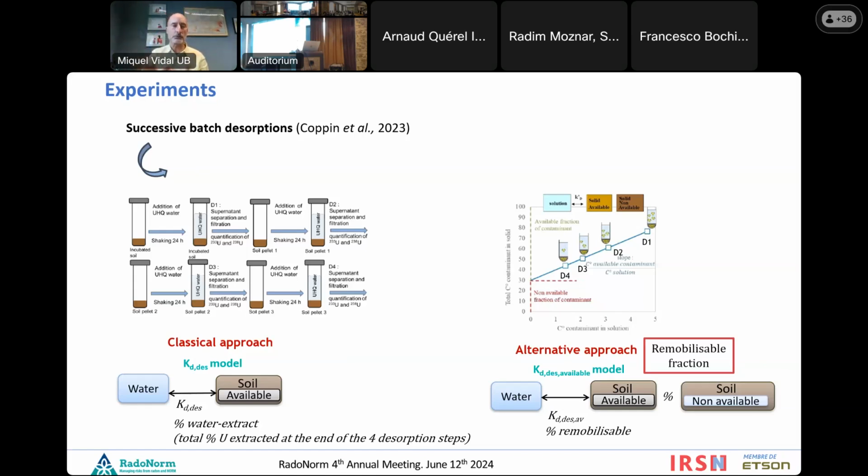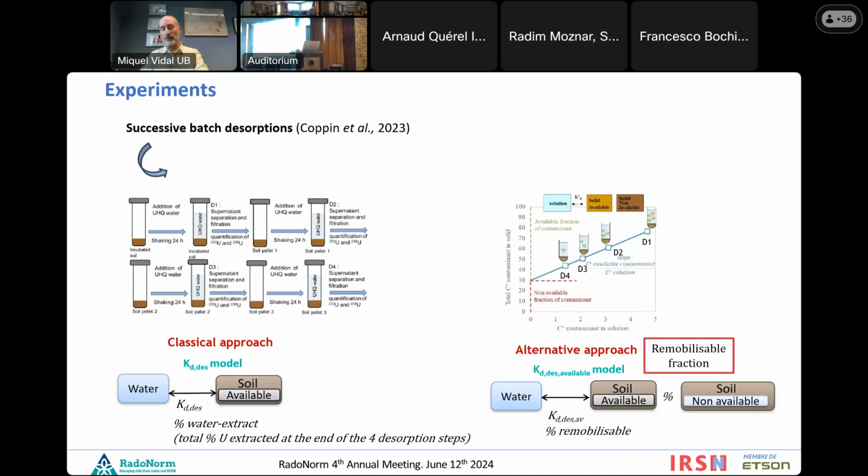So why are those 2 concepts important? Because in this alternative approach, which is actually a 2-box model, they distinguish between the fraction of the radionuclides in the solid phase that is still participating in equilibria with the water compartment, and the fraction which is no longer participating in equilibria. With respect to the classical approach, it's a 1-box model in which we consider a reversible KD and we don't make distinctions in the solid phase. With this 2-box approach, we distinguish between the fraction of the radionuclide in the solid phase which can or cannot participate in the equilibria.